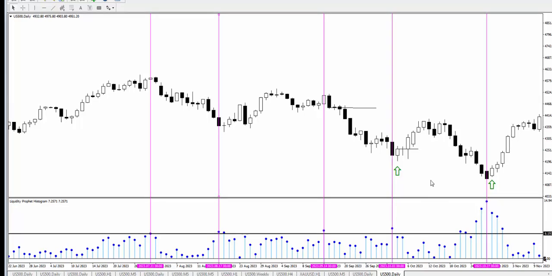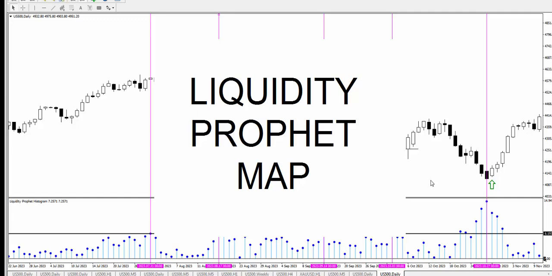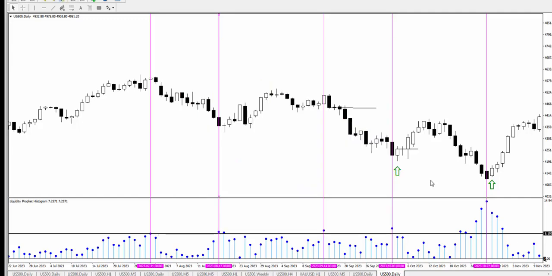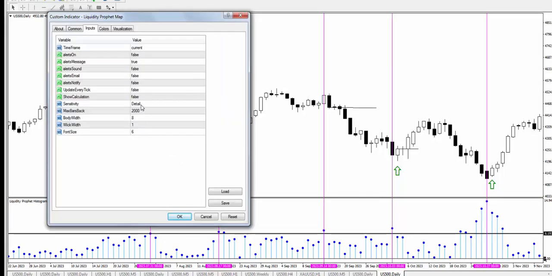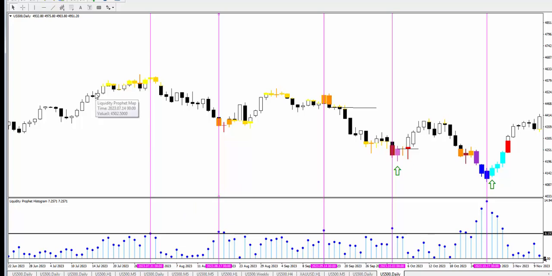We also have a second indicator. It's called the Liquidity Profit Map. What this does is it gives you advanced warning by drawing colored candles on your chart, so it tells you that liquidity is coming into the market. Let me put it on the chart for you. So we say indicator, Liquidity Profit Map. Let's just put that on. What I'm going to do is set the sensitivity to high and just leave everything else as it is. It's got more functionality than this, but we can go into that a little bit later. So let's put that on the chart and see what it does.